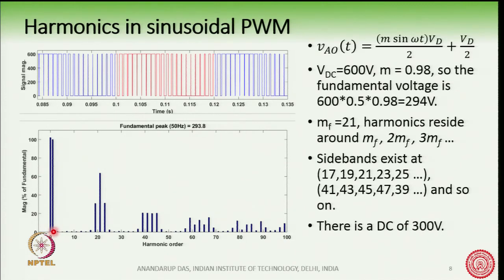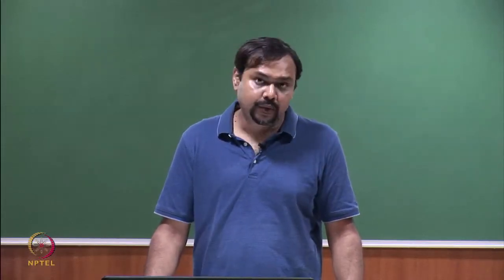So, this bar here corresponds to 294 volt, which is at harmonic order 1, that is the fundamental, taken as 100%, and its magnitude is 294. The DC is 300 volt, so this value is 300 volt here and this value is 294 volt. Okay. So, the DC is 300 and the peak fundamental is 294.